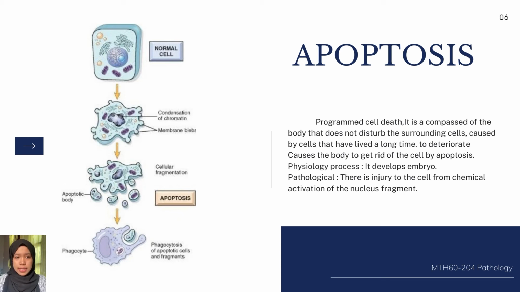The second is pathological apoptosis. There is injury to the cell from chemical activation of nucleus fragmentation, and it occurs when there is destruction of the genetic material within the cell, resulting in apoptosis. In these cells, the BH3-only sensor protein cluster within the cytoplasm of the cell activates the group BH1-3 proapoptotic protein.